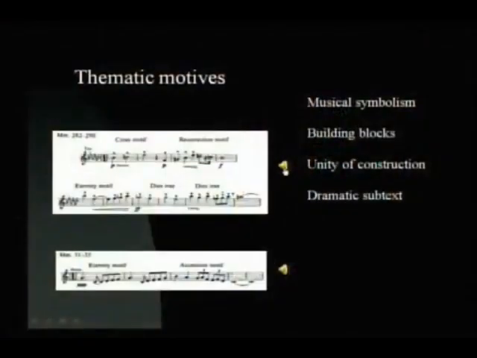So the cross motif that I'm going to play moves into the resurrection motif, which then moves into the eternity motif, which then touches the dies irae, which I'll talk about a little bit in a moment, before it goes on into a new section. So the first example that I'm going to play here uses all three of those. It's this section that you see, measures 282 to 290 there. And you'll hear the cross motif, the resurrection motif, the eternity motif, and then the dies irae.